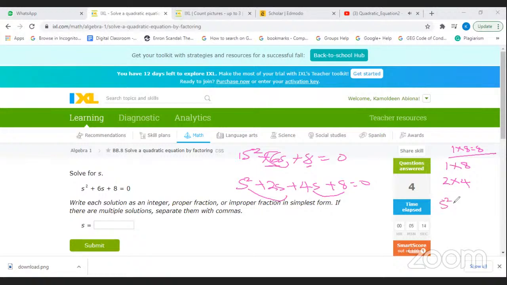x squared is the same thing as x times x. 2x is the same thing as 2 times x. The common thing is x. So bring out the common thing, the common factor, outside the bracket. Those that are not common, put them in the bracket. We are left with x here. Put the x here. We are left with 2 here. Put the 2 here. But what is the sign that you have in between them? That's plus. Plus 2.